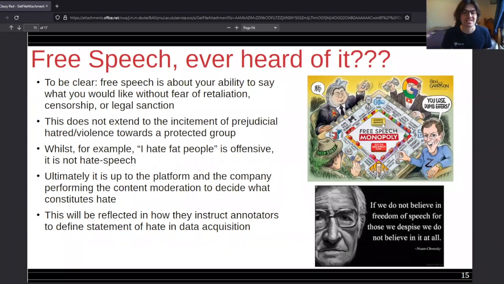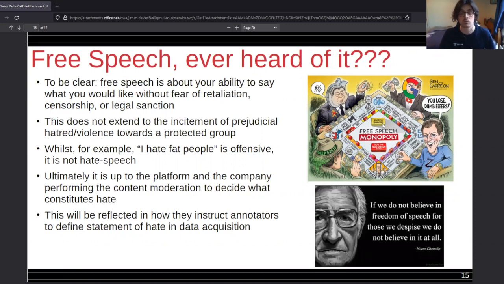Now, ultimately, it's up to the platform and the company performing the content moderation to decide what actually constitutes hate. And this is reflected in how annotators are instructed to define a statement of hate when we do this data acquisition. Noam Chomsky, for instance, says, if we do not believe in freedom of speech for those we despise, we do not believe in it at all.